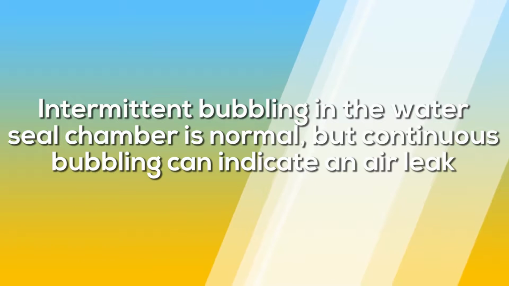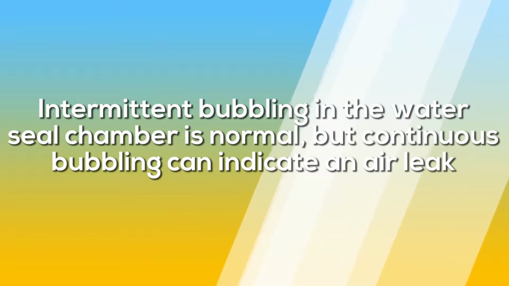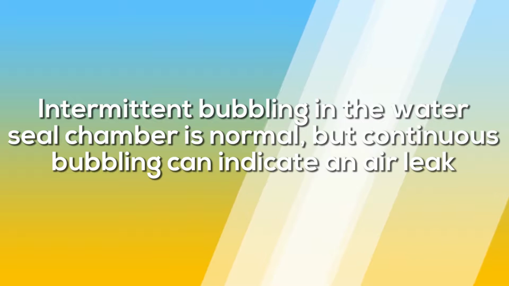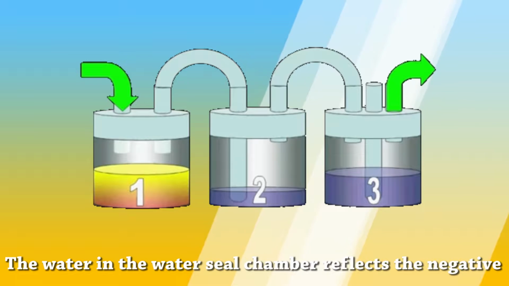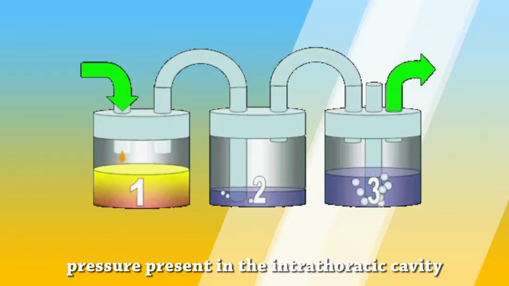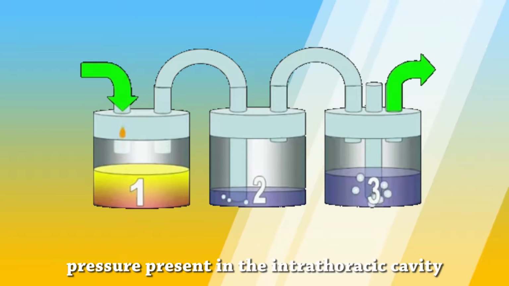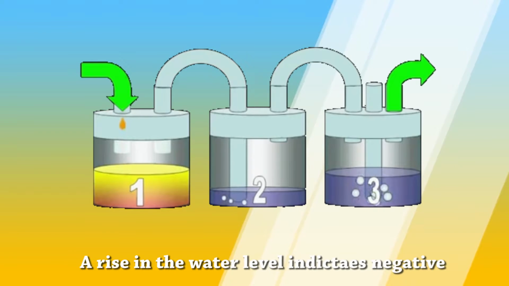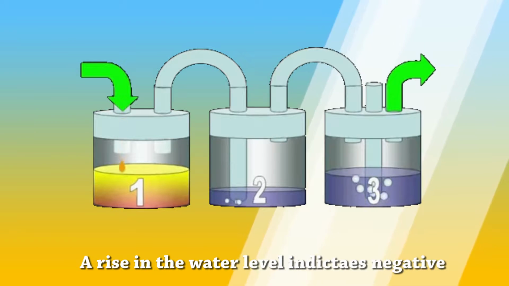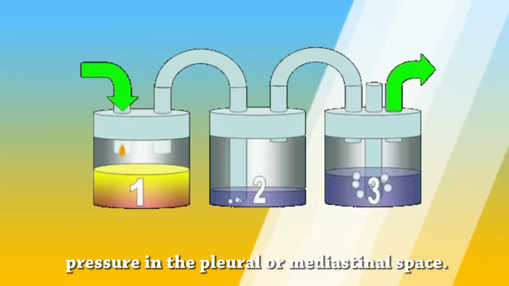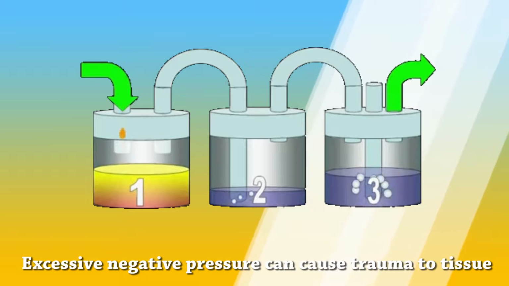Intermittent bubbling in the water seal chamber is normal, but continuous bubbling can indicate an air leak. The water in the water seal chamber reflects the negative pressure present in the intrathoracic cavity. A rise in the water level indicates negative pressure in the pleural or mediastinal space. Excessive negative pressure can cause trauma to tissue.